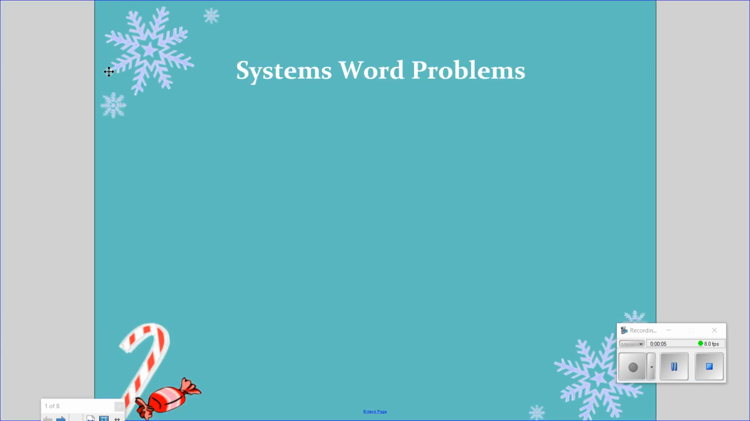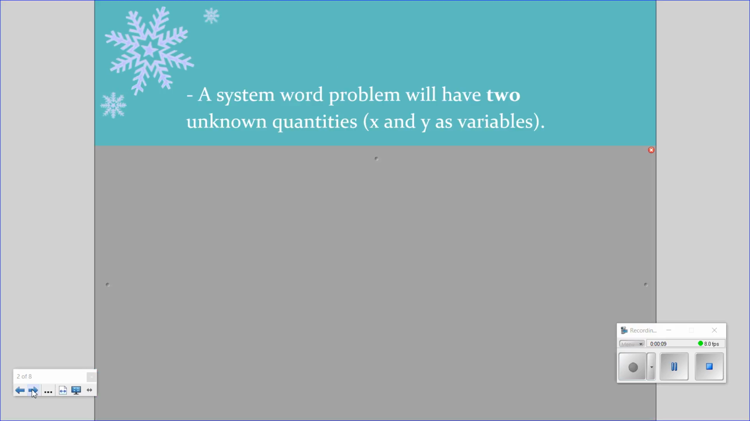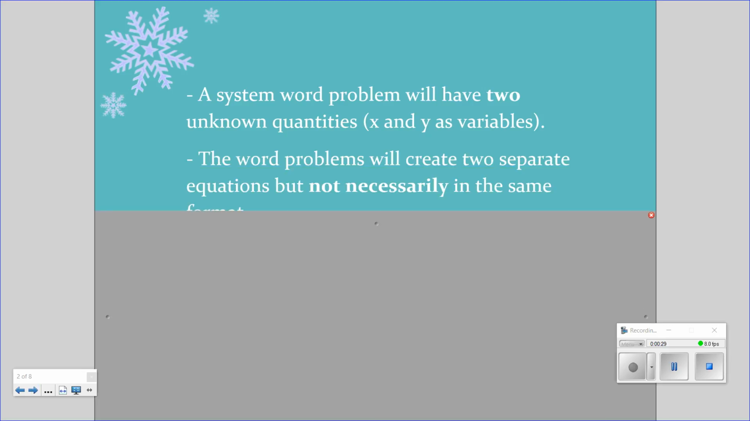In this lesson, we're going to look at system word problems. So let's talk about a couple things here. A system word problem will have two unknown quantities, and this will be something different than what we've seen so far. So you should be looking for two unknowns when you're setting up equations, and if you have two unknowns, like an x and a y variable, then you should be writing two equations. So the word problems will create two separate equations, but not necessarily in the same format.